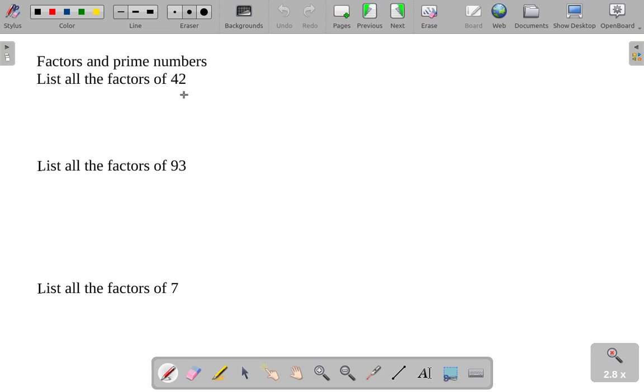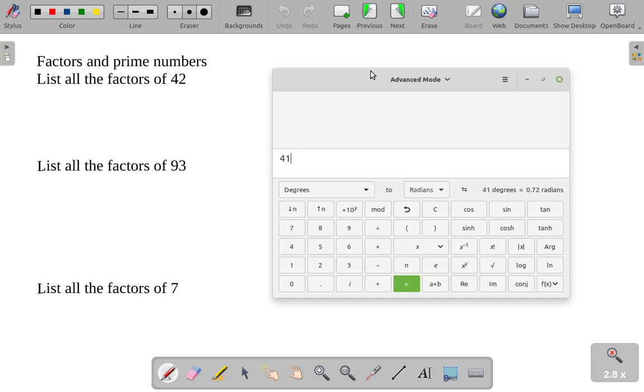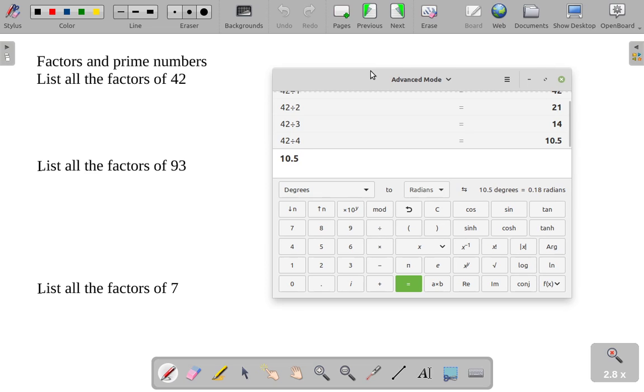Let me pull out a calculator here. So you can see if I was to take 42 divided by 1, it works, of course. 42 divided by 2 works. 42 divided by 3, that works as well. These are factors of 42. But when we get to 42 divided by 4, you can see that one doesn't work. 4 is not a factor of 42.